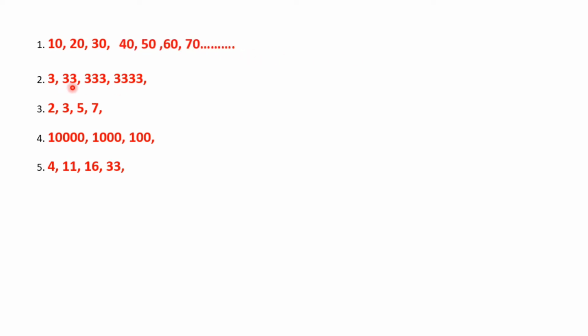Then here when you check, the first term is having 3. In the second, one more 3 is added. Then here one more 3. That means 3 threes, here 4 threes. So the next one will be 5 threes, 6 threes and so on. Then here you can see 2, 3, 5, 7. Visibly it is quite clear that they are prime numbers. So the next prime numbers are 11, 13, 17, etc.